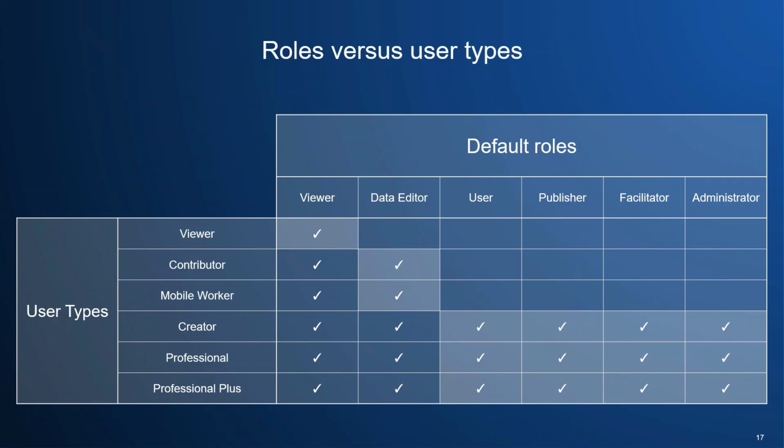The other roles, so the user, publisher, facilitator, and administrator, can only be assigned to core team members, so the creator, professional, and professional plus user types. As for the administrator role and the core team members, I want to make an important remark. We had seen earlier in the presentations that any RGS Online or any RGS Enterprise organization always needs at least one administrator. So therefore, if we then look at the table here, we also know that an organization must have at least one creator or one professional or one professional plus user type.